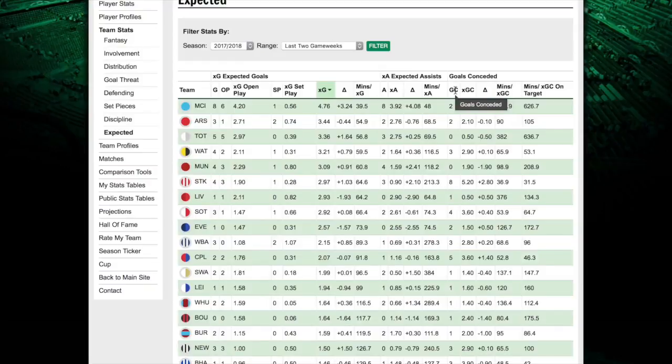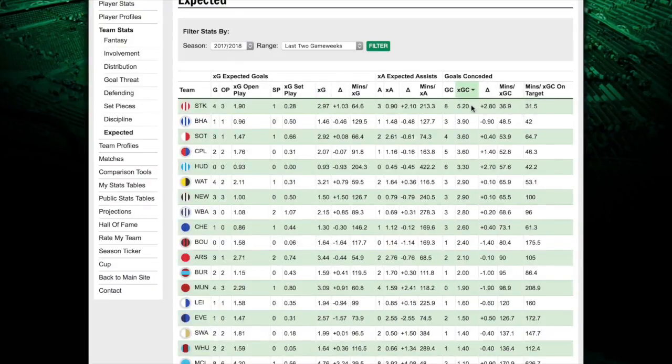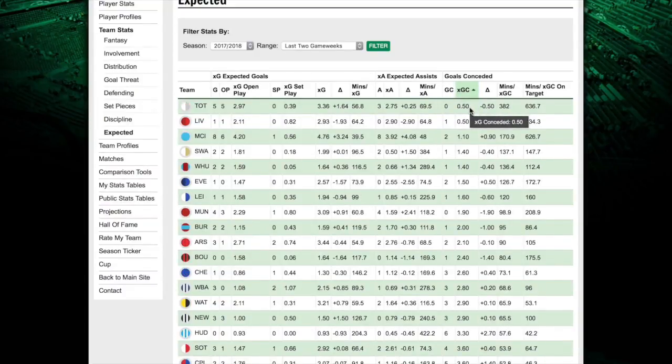So let's have a look at this briefly. Expected goals conceded over the last 2 game weeks. Stoke were expected to concede 5.2 goals. They conceded 8, a lot to do with the Man City performance as well, of course. Sort it the other way. Spurs, their defence, miserly, of course, haven't conceded a goal in the last 2 game weeks. Were only expected 0.5. So that gives us an assessment of the quality of their defending, how they're restricting an opponent. And again, it's very powerful data.